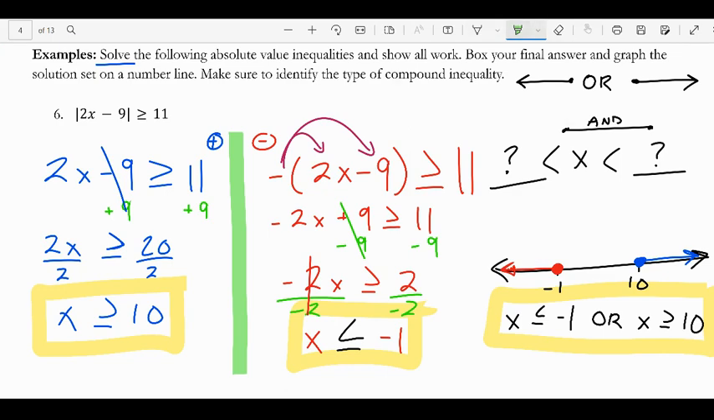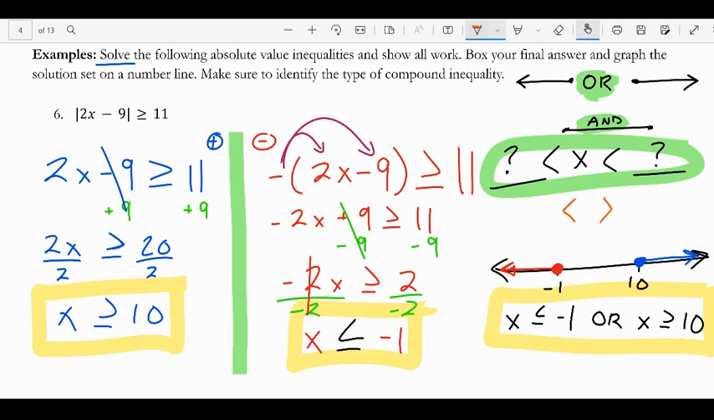So remember, if they're going opposite directions, use the word or. If they're going towards each other, use the word and. But in the IXL, you'll have this format over here. Okay. If it's a less than or greater than symbol, we use an open circle. If you use less than or equals, or greater than or equals, we use a closed circle. Okay. All right, hopefully that's helpful.